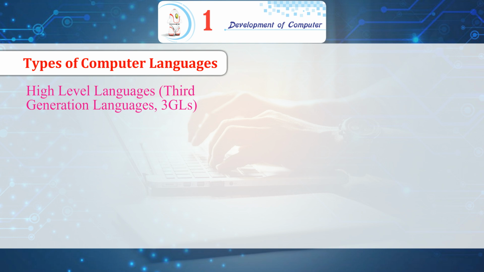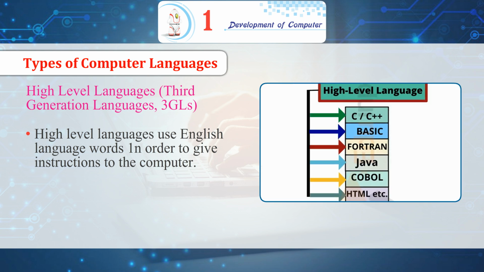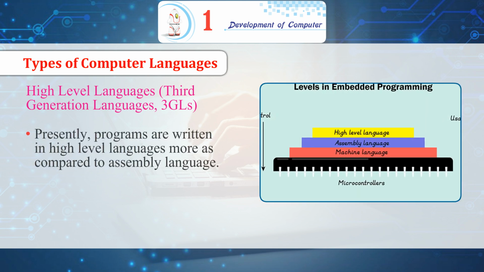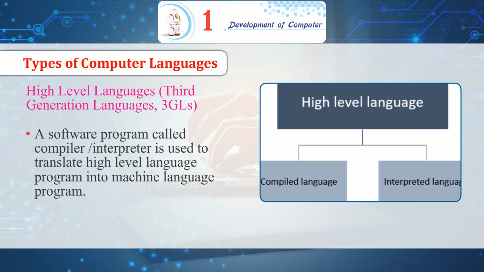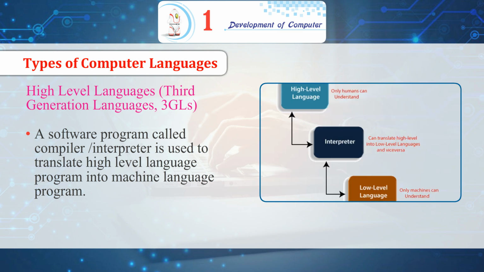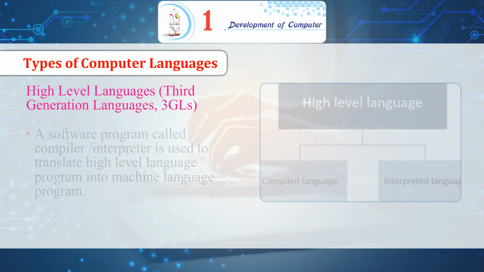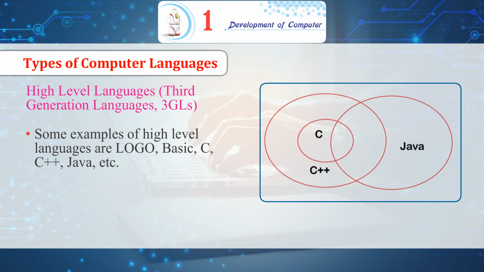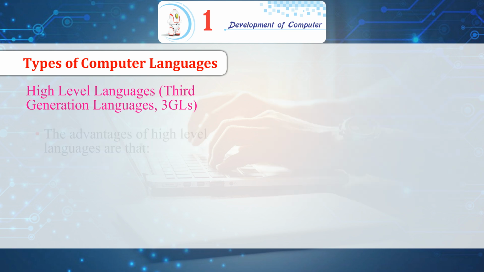High-level languages, third-generation languages, 3GLs. High-level languages use English language words in order to give instructions to the computer. Presently, programs are written in high-level languages more as compared to assembly language. A software program called compiler or interpreter is used to translate high-level language program into machine language program. Some examples of high-level languages are Logo, Basic, C, C++, Java, etc.